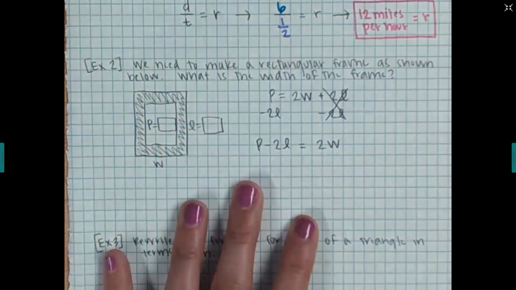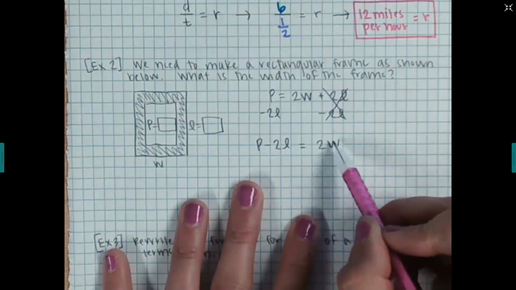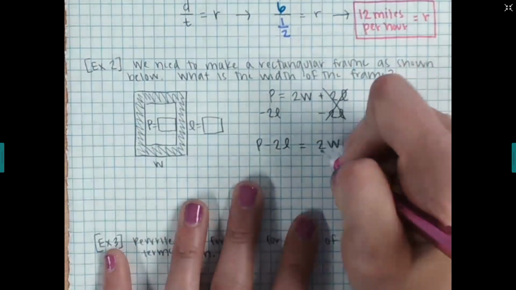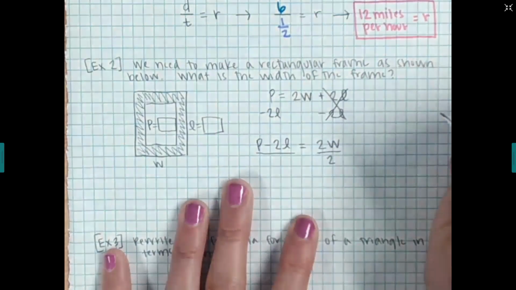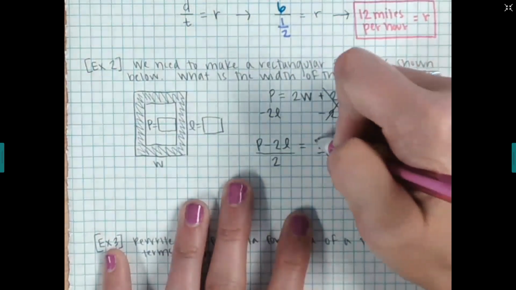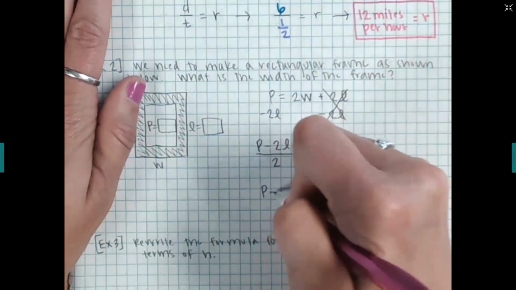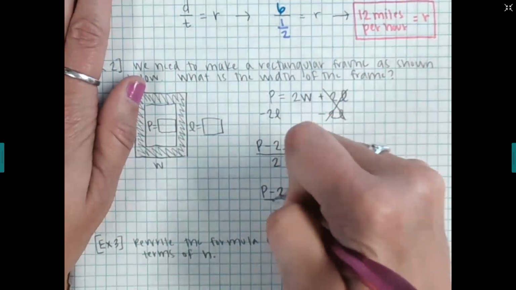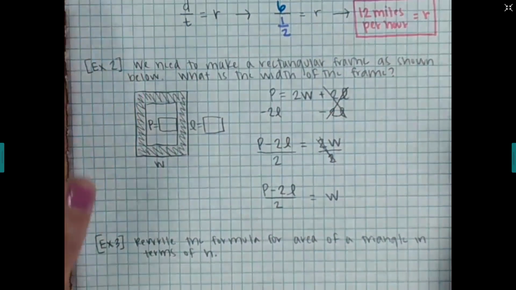2W. Now this W is being multiplied by 2, so we want to do the inverse of multiplication, and we're going to divide by 2. Now on the left, we have to make sure that we divide everything by 2. So I get P minus 2L divided by 2 equals W.